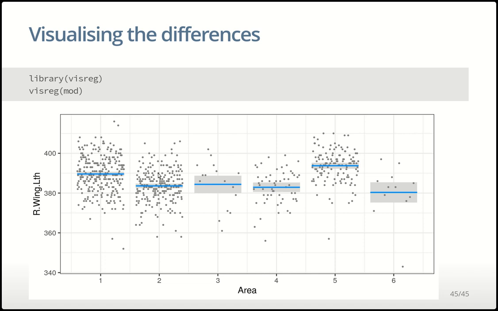And you can easily see now that area 5 is likely bigger on average, because even accounting for the uncertainty, we're above all of the others. You can see that areas 2, 3, 4, and 6 are probably all about the same. Maybe area 1 is between area 5 and the others. Okay.